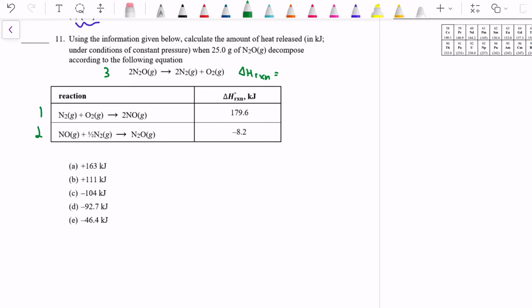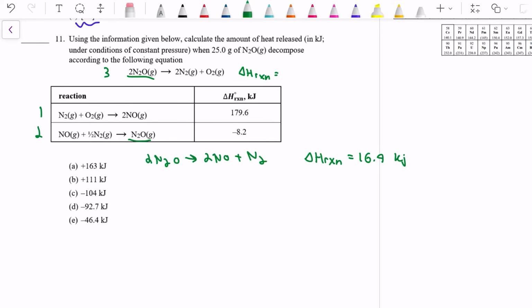So the first thing I notice is that N2O only shows up in equation 2, and we want 2 of them on the reactant side. So I'm going to take my second equation here, flip it, and multiply it by 2. So that will give me 2N2O turning into 2NO and 1N2. Now, since I flipped it and multiplied it by 2, I need to do the same operation to my delta H. So I will get 16.4, a positive. That's kilojoules.